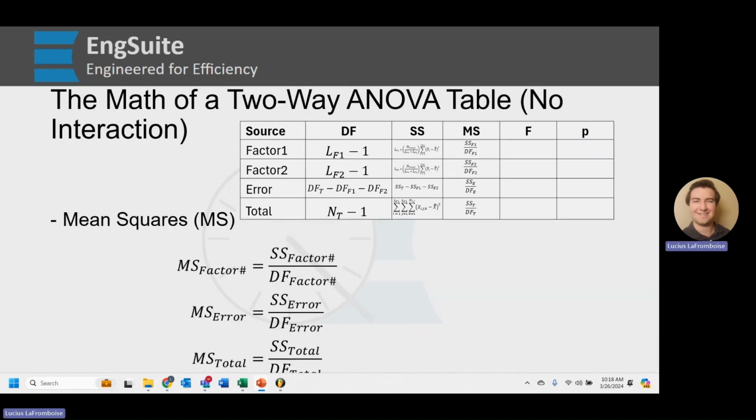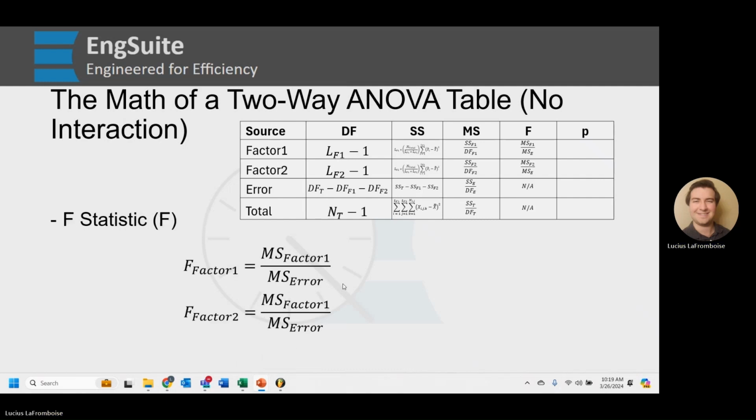Mean squares, like I said, very similar to all of our other ANOVAs. It's just going to be the sum squares for each variation source over that variation source's degrees of freedom.